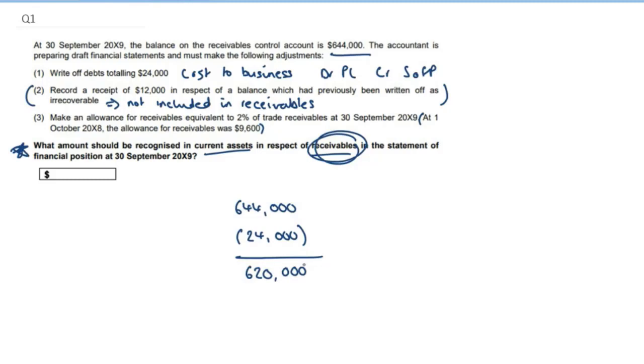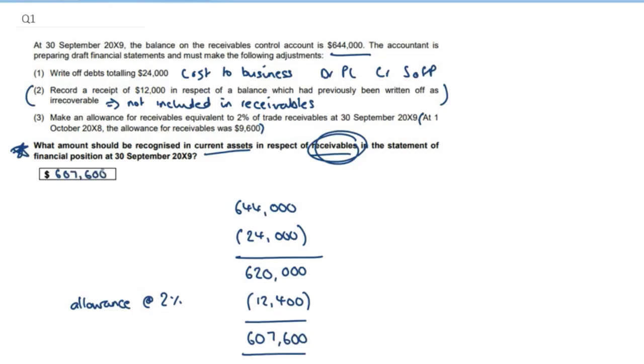No, not yet, because remember, we now have to make an allowance for receivables based on the 2%. So again, just setting out my working fully, we've got allowance at 2%, and I'd like to pretend I was doing this off the top of my head, guys, but I'm not. I've already done my workings just to make it efficient for you. But that comes out 2%, $12,400. So again, I'm making allowance for receivables relating to an amount that I don't think I'm going to receive of 2% of the balance, $12,400. That gives me a final answer of $607,600.